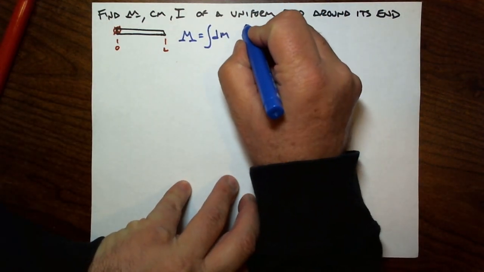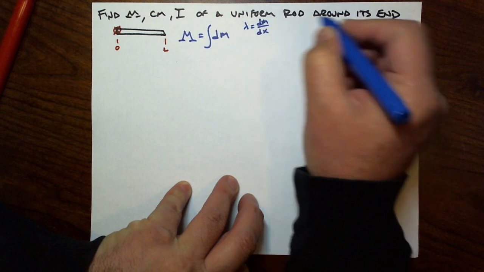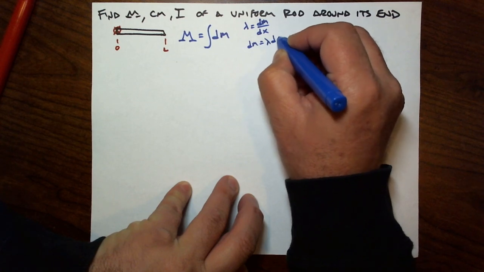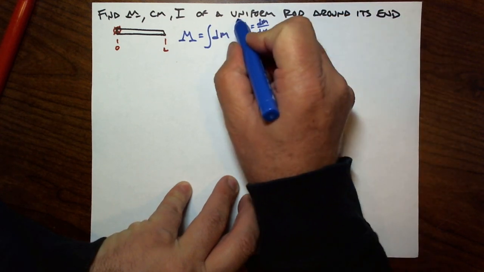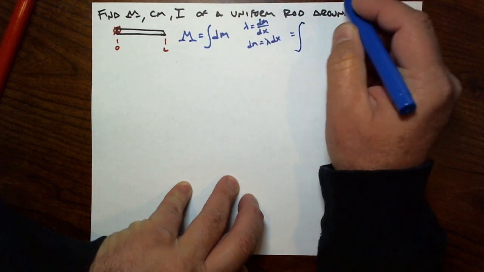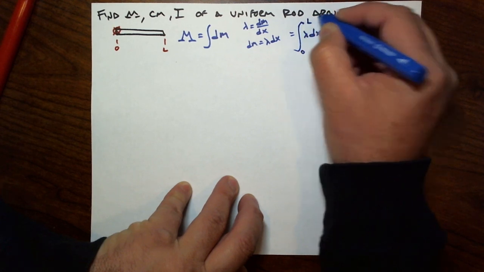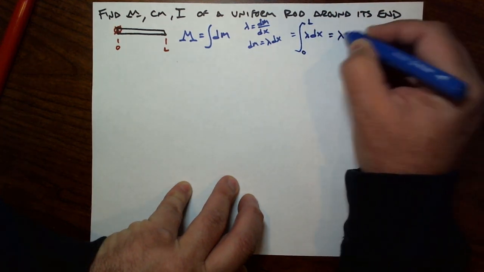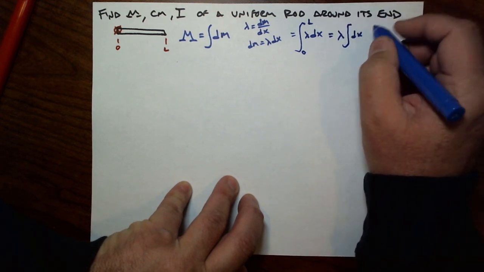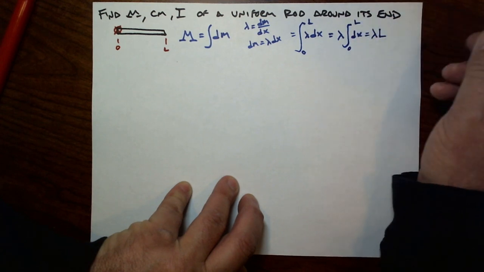But since lambda is equal to dm over dx, we can just substitute this in, and that means that dm can be replaced with lambda dx, and we'll put that in over here. Lambda is a constant in this case because we have a uniform rod. So our integral is going to be lambda dx, and now we know that our limits of integration are 0 to L. Lambda comes out front, and we have the integral of dx, and that's going to be equal to lambda L when we put our limits of integration in.